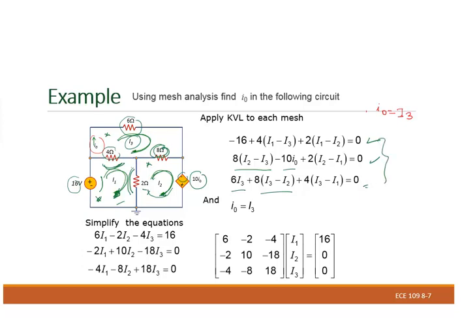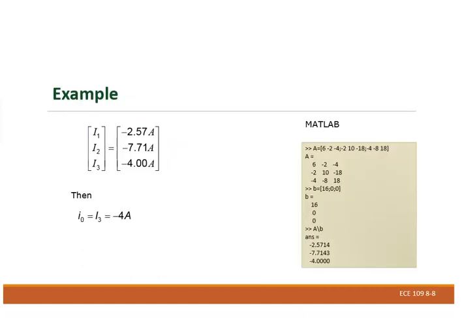So we have three equations. We simplify them in I1, I2, and I3 and write them in matrix form. Then the next step, you can find I1, I2, and I3. Again, what is I0 equal to? Capital I3, which is equal to negative 4 amperes right there. Done.